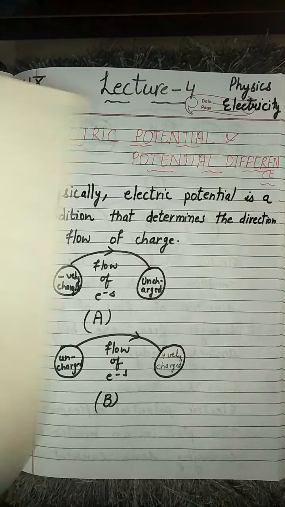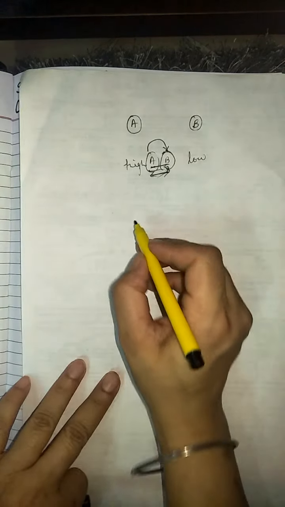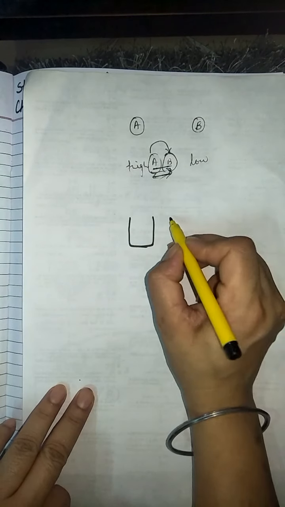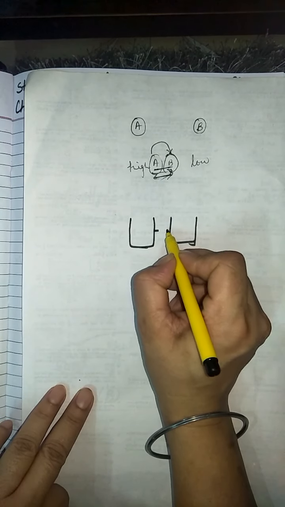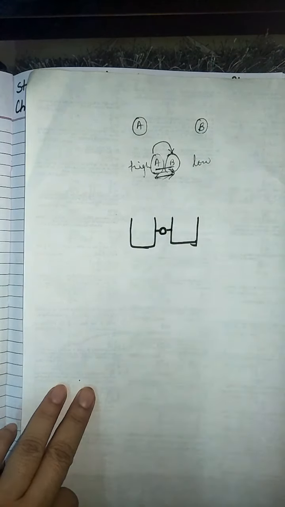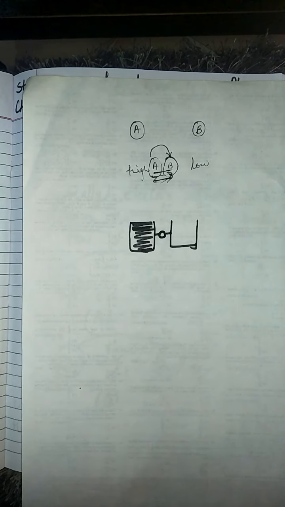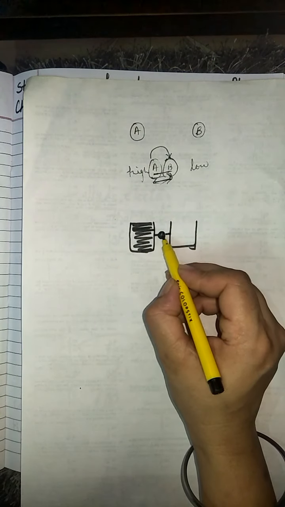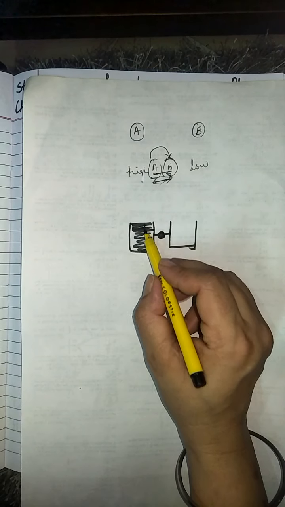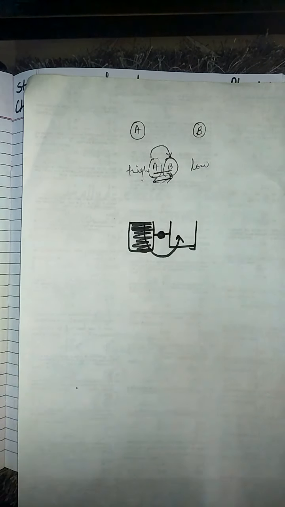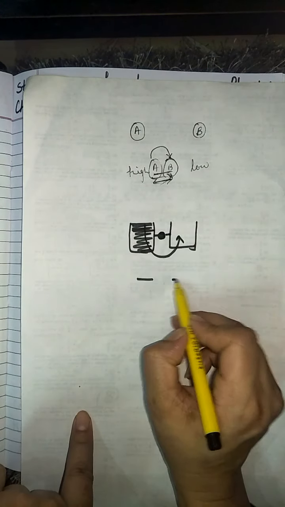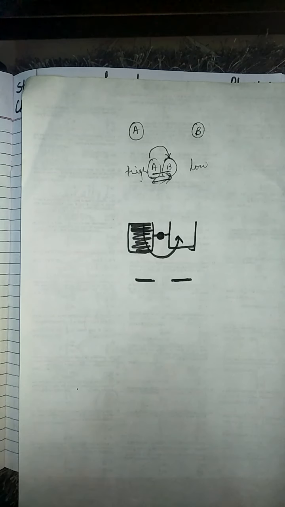What will be the next example? I have taken two containers this way. They have been interconnected with each other with a knob. One container is totally filled with water, the other is totally vacant. Now what will happen if I open this knob? Water from the high level will start flowing towards the low level, and it will flow until both the levels are the same.